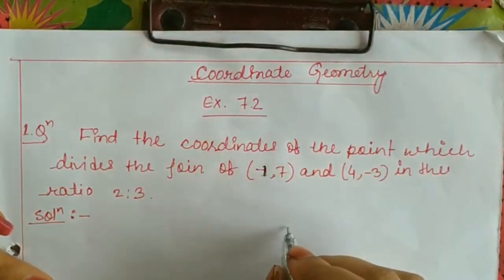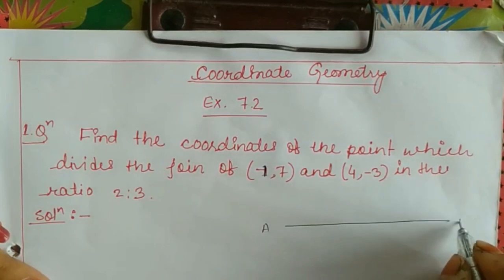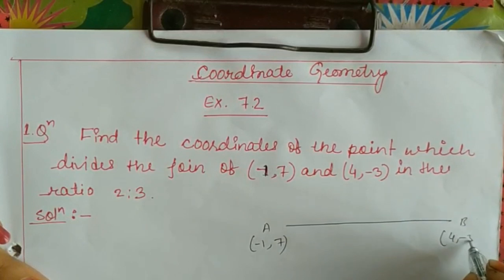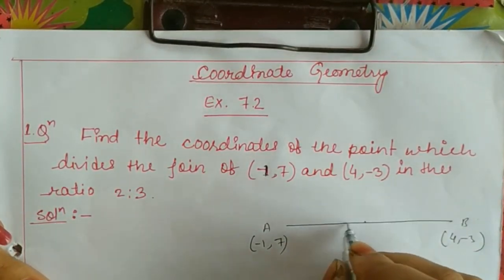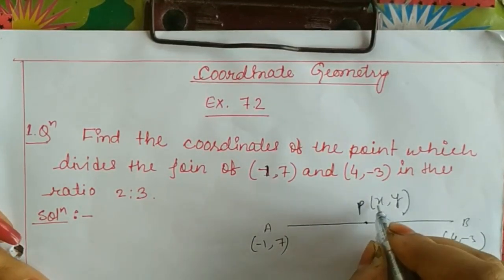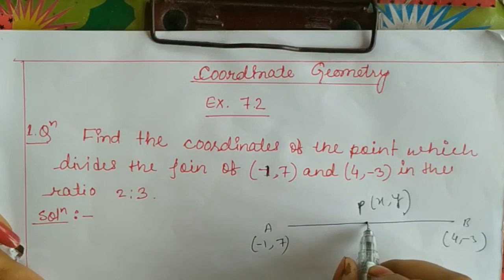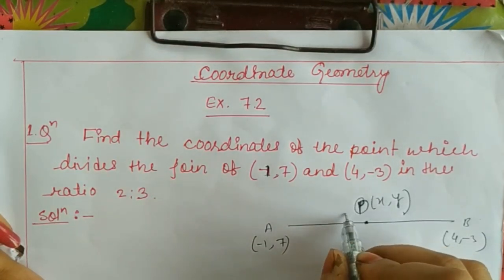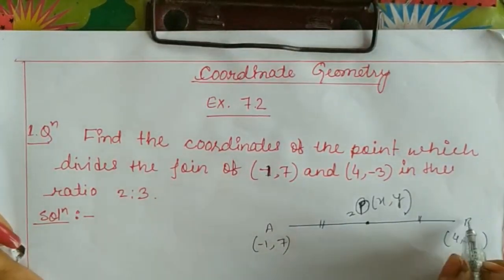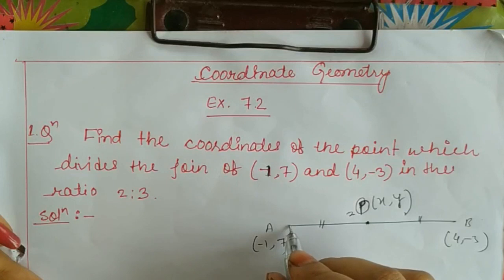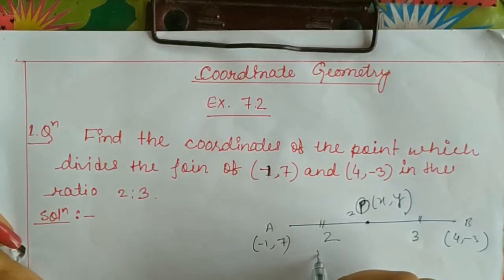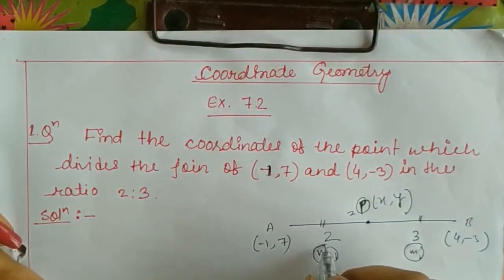That means, suppose AB is a line. That means A is a point and B is another point. And there is any one point here, suppose this one. We don't know the coordinates of this point. This one is (x, y). So we have to find the coordinates of this point, which divides AB into 2 sections, this one and this one. The ratio of these 2 sections is given as 2:3. That means m1 is to m2 equals 2:3.